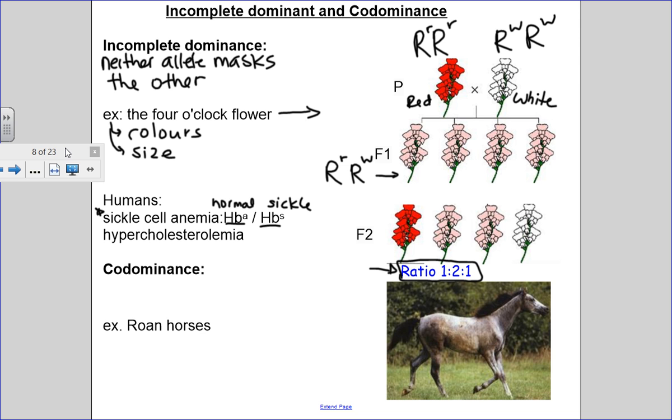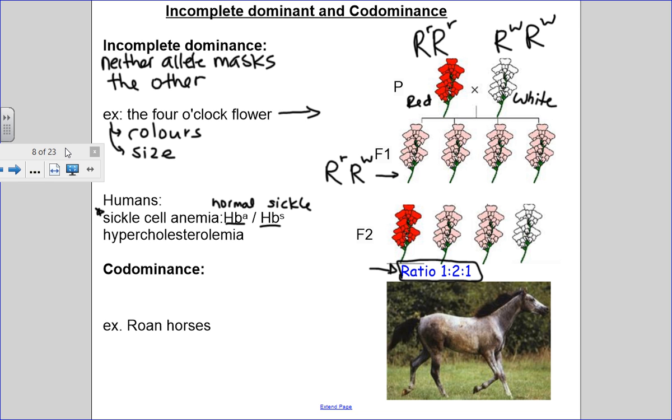So there would be varying degrees of the condition depending on if you had one or two copies of the sickle cell gene. There's another condition called hypercholesterolemia, which is another medical condition where if you have two of the gene, it's worse. If you have one, it's not as bad. And if you have none, you don't have the condition.